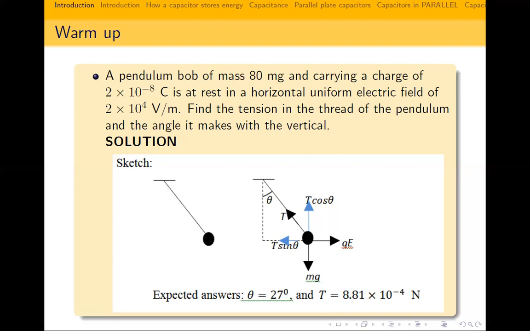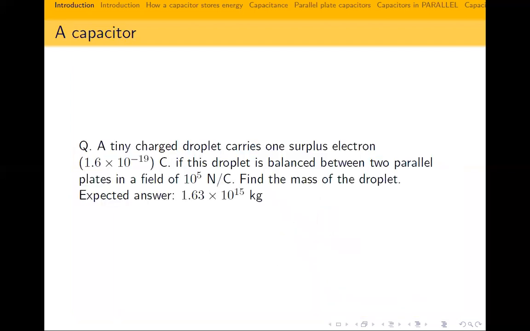So let's go into the bit of introduction. I think this one is a question. Yeah, this is a question.